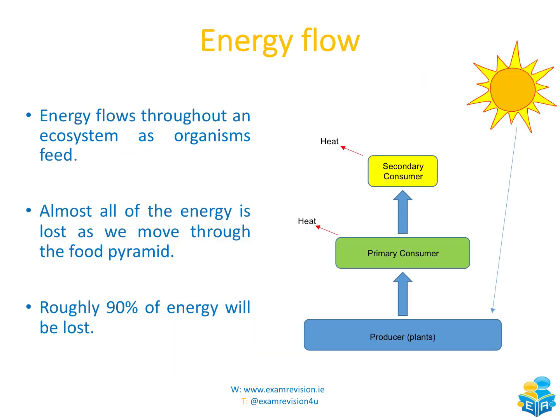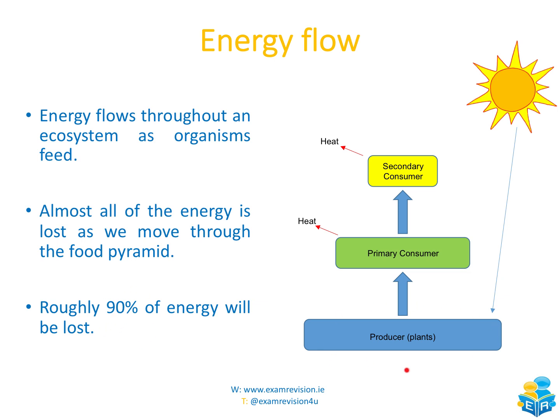Okay, so we mentioned a couple of minutes ago how food chains are normally quite short, and normally the tertiary consumer or the third consumer is going to be as far as it gets. And that's because energy will flow throughout the ecosystems as organisms feed. But almost all of that energy is going to be lost as we move through the food pyramid, okay, or the food chain. So roughly 90% of the energy is going to be lost each time.